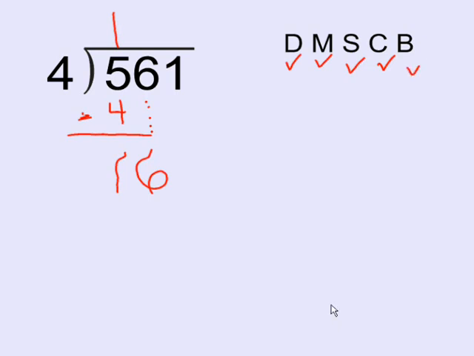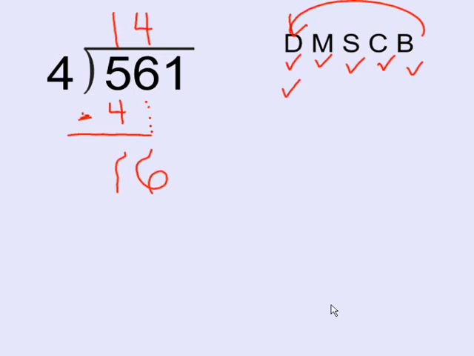Now we're going to go back to divide. Now I have 16 divided by 4. 16 divided by 4 is 4. You should have 4 up top. Always put your answer in the top part of the equation.